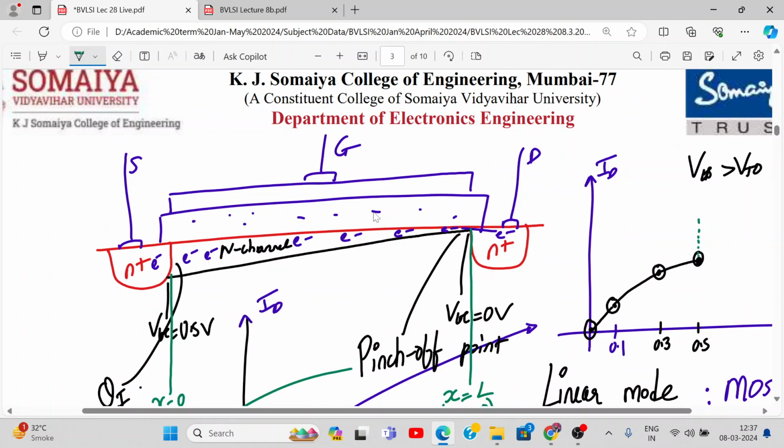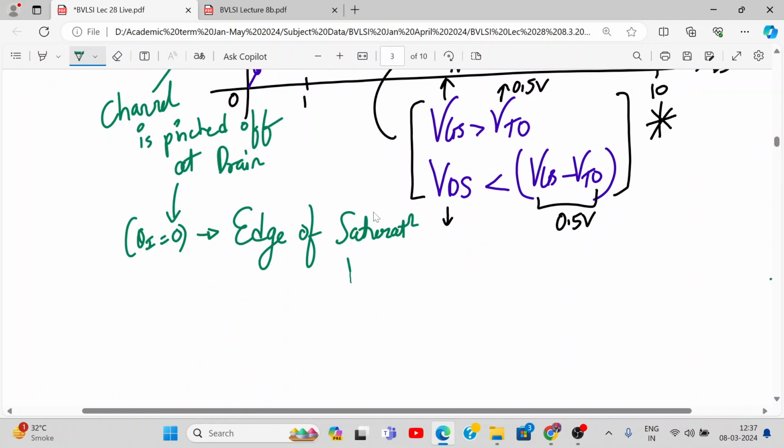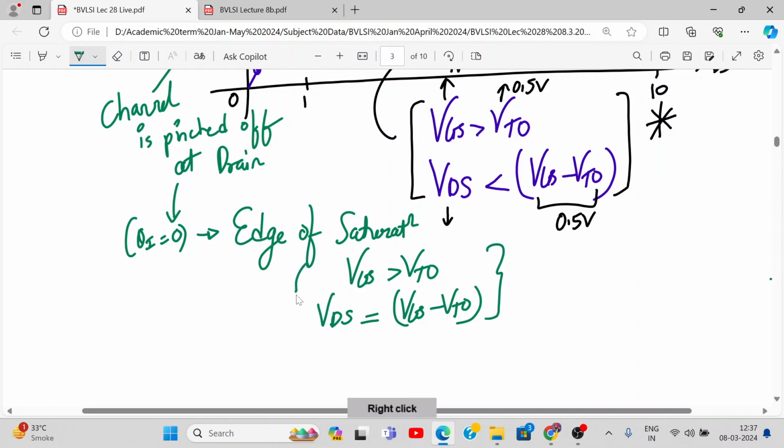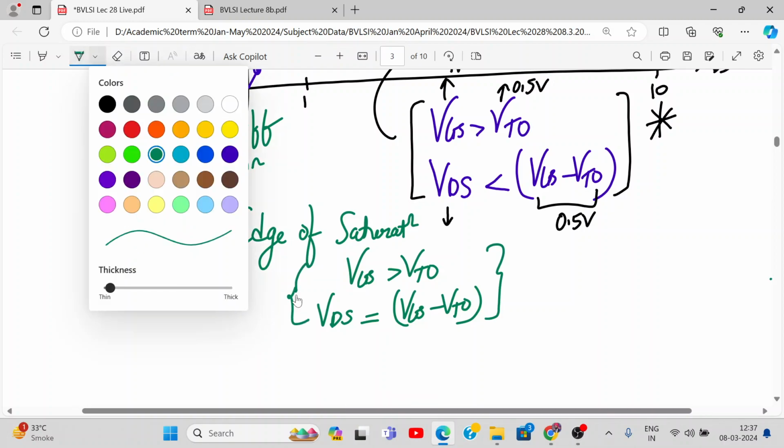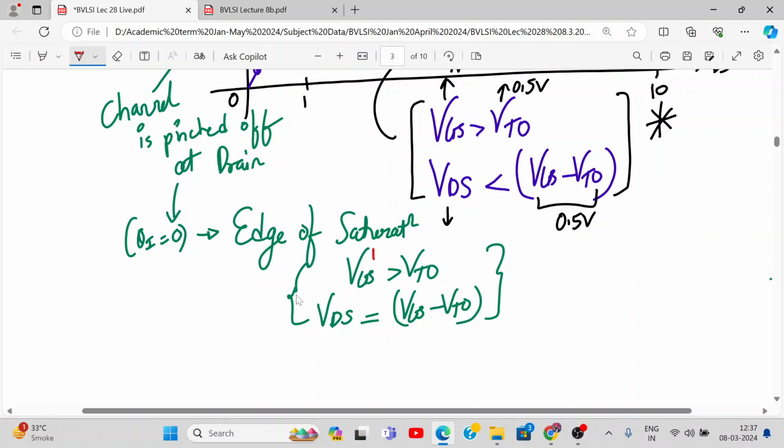Up till here it is lower than that, so it is the linear region. After this is the edge of saturation. What is the condition for edge of saturation? Can you tell me? VGS greater than VTO, and what will this be? Are you following this? What happens at the edge of saturation? Qi becomes 0, right? So VGS is 1 volt, this is 0.5 and this is also 0.5. So how much should VDS be? 0.5 volt. So this region of operation is called the edge of saturation. Agree?